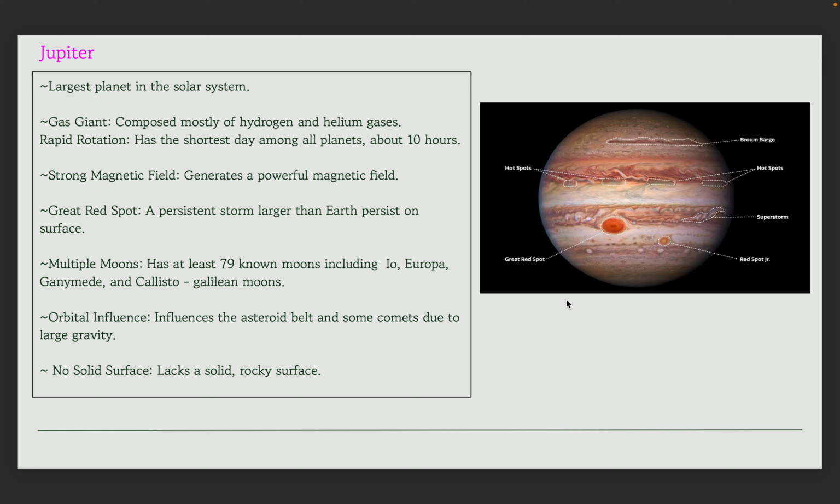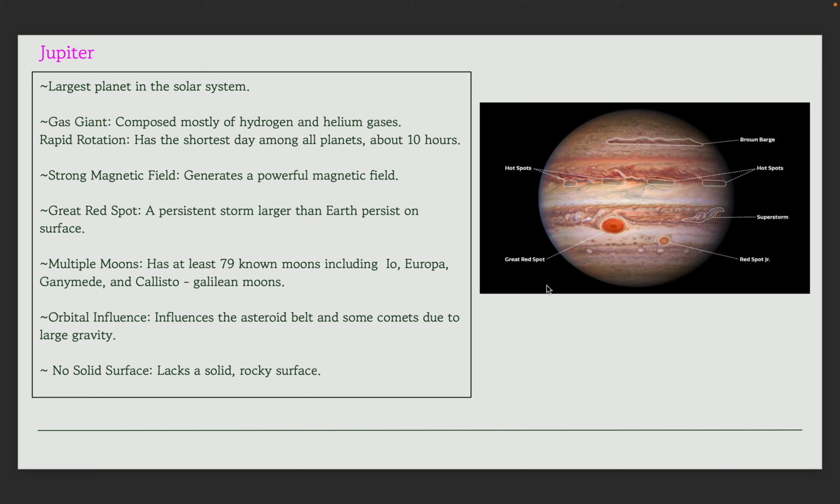Those four Galilean moons were detected from Galileo's time, and these moons also have different activity due to the gravitational interaction of Jupiter, which we will not cover. But the moon Io has some volcanic activity due to the gravitational interaction of Jupiter.